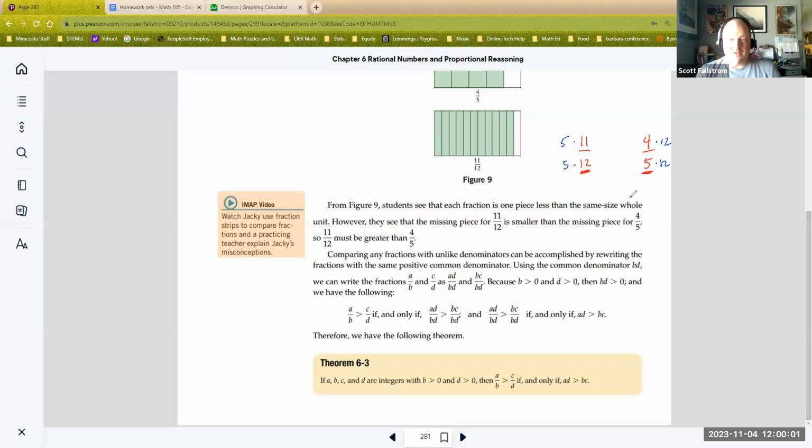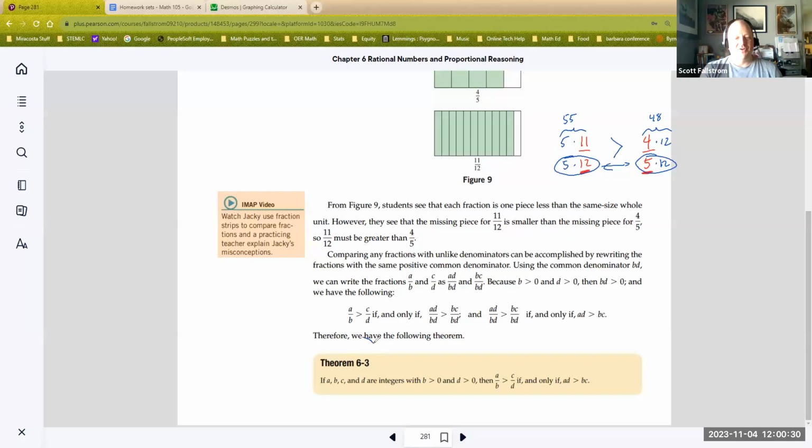And now I can compare because now the denominators, I could multiply that out and get 60 if I need to, but really it doesn't matter. I can tell these are going to be the same. Now I just look at the numerators. Up here, 5 times 11, that's 55. And 4 times 12, that's 48. Well, 55 pieces is more than 48. So I would say this one is larger.